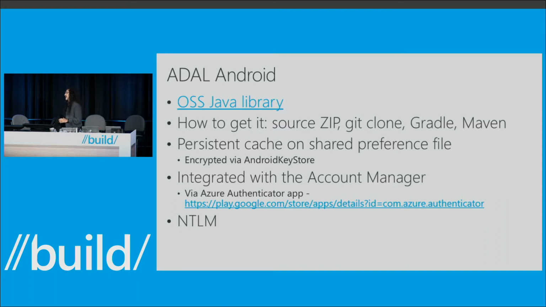And we use the Android key store for encrypting your tokens, and we leave them in a shared preference file. And one really interesting feature of our Android library is that it integrates with the account manager and the Azure Authenticator app. So we have this Azure Authenticator app, which makes it easier for you to deal with multi-factor auth. And we actually integrate with that.